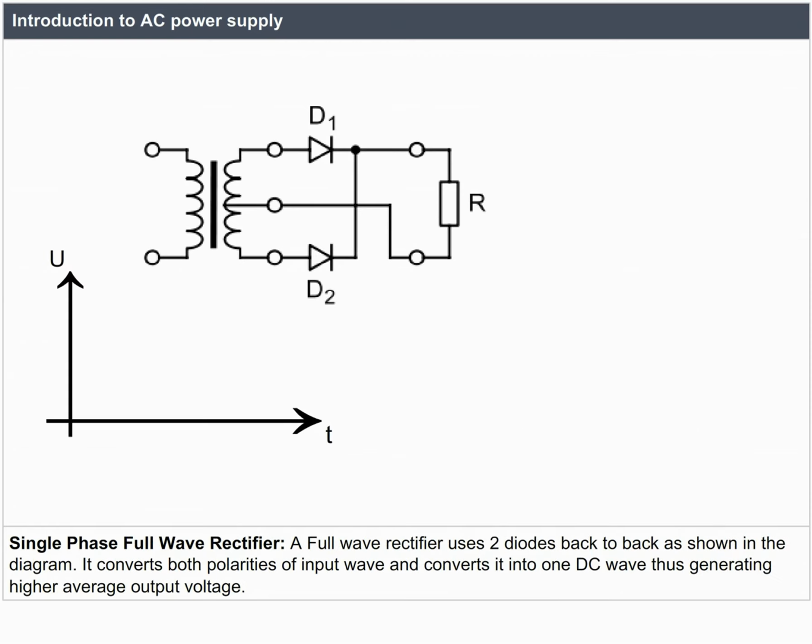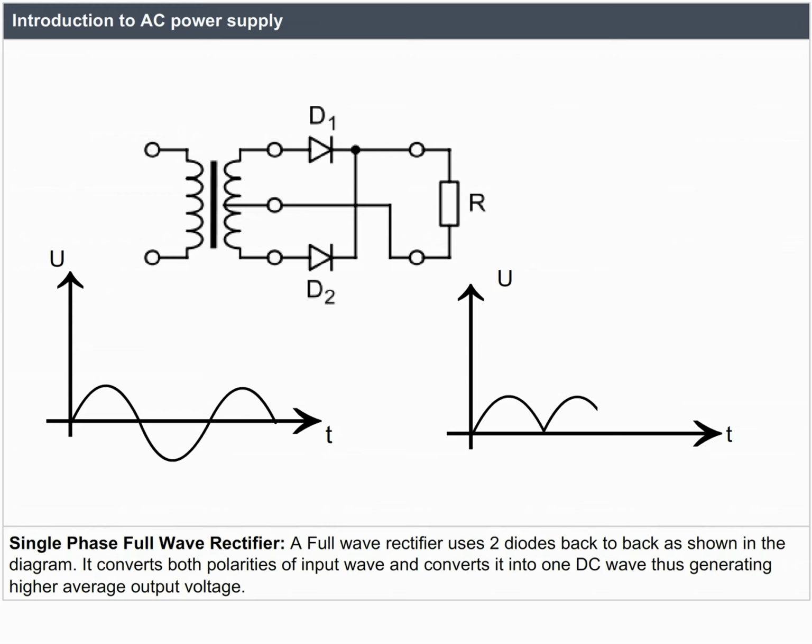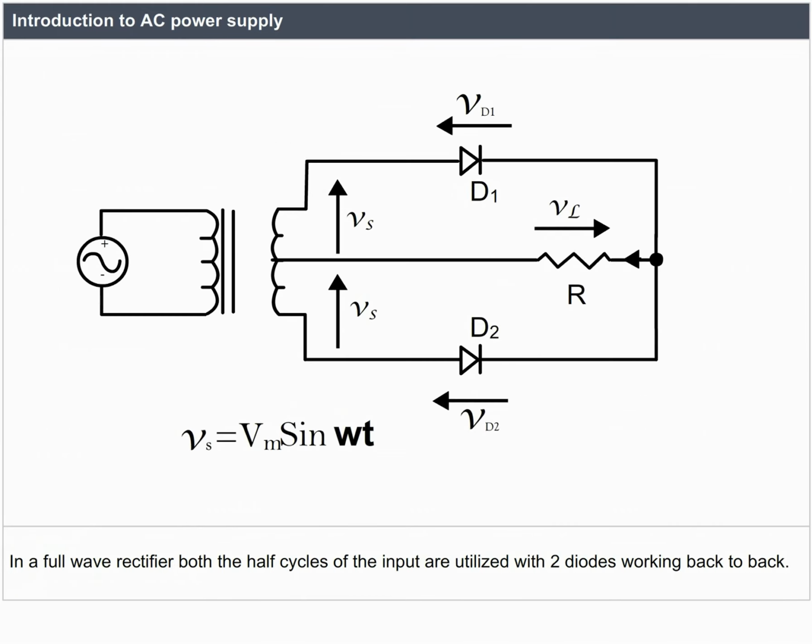Single-phase full-wave rectifier. A full-wave rectifier uses two diodes back-to-back as shown in the diagram. It converts both polarities of the input wave into one DC wave, thus generating higher average output voltage. In a full-wave rectifier, both the half cycles of the input are utilized with two diodes working back-to-back.